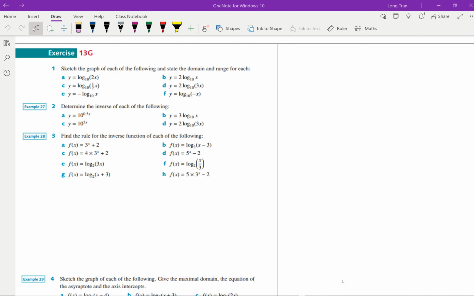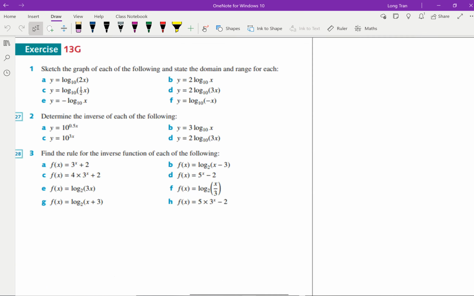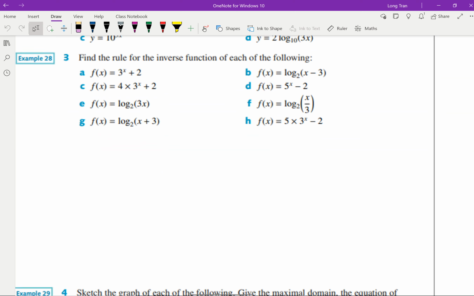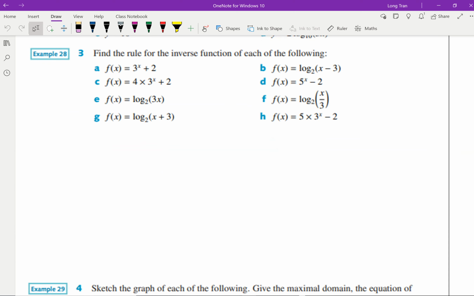So here we go. Let's do the first one over here. I'm just going to find inverse equations. So in question 3, you can see here it says find the rule for the inverse. Now next year, whenever they say find the rule, I want you to write it as function notation. Okay, so we introduced that idea last term, and I'm going to do it again over here. So here we go. Let's do 3a.